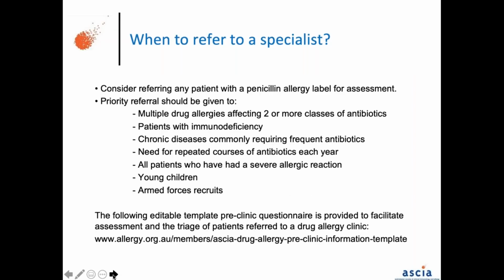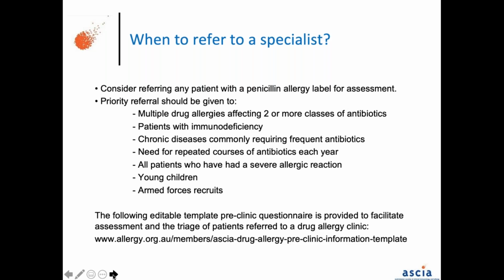So, at this current stage, when should you refer a patient to a specialist? At this current stage, referral should be given to those that are in need of antibiotics. So these are children with chronic diseases, for example, cystic fibrosis, that commonly require frequent antibiotics. They are those patients that require repeated courses of antibiotics each year. Very young children that are already in need of antibiotics. All patients who had a severe allergic reaction, so we can make sure that the proper documentation follows to ensure they do not get these antibiotics again.